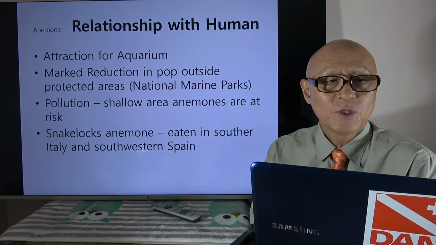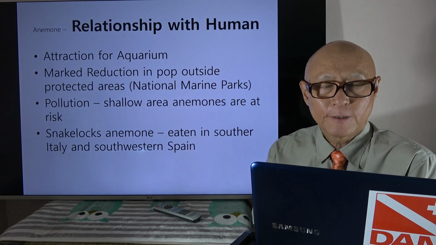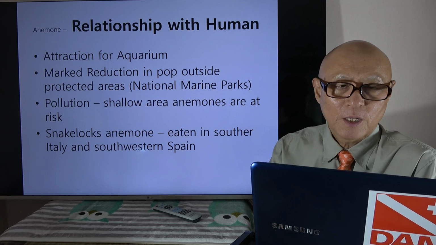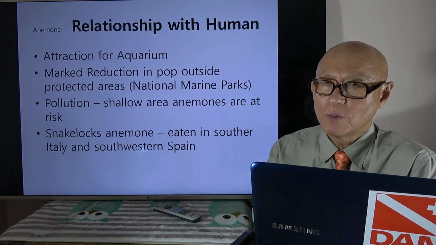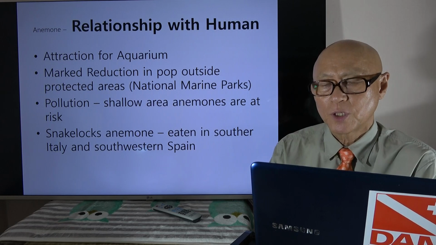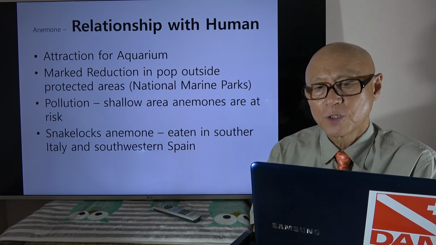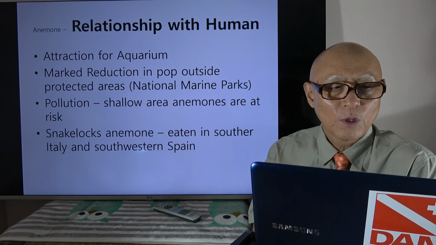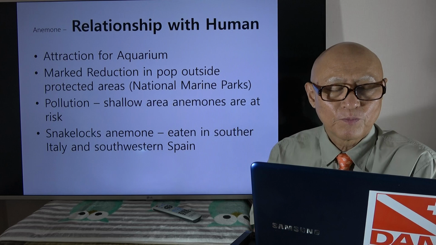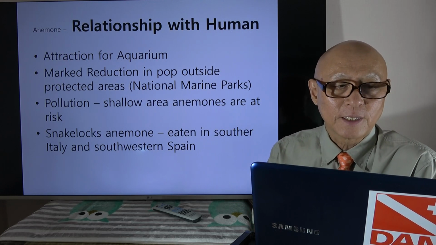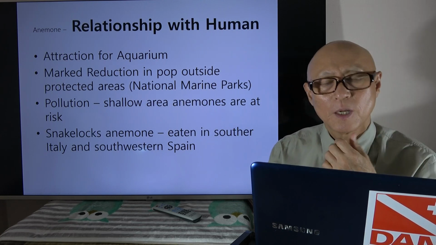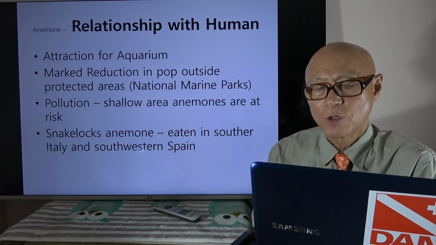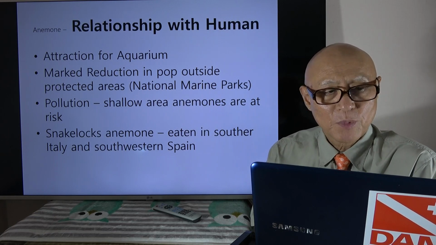So what's anemone's relationship with humans? It's a big attraction for aquariums. There's a marked reduction in population outside the protected area. National marine parks protect these, but certainly there's a huge reduction in other sites. With some pollution into the ocean, shallow area anemones are at risk.